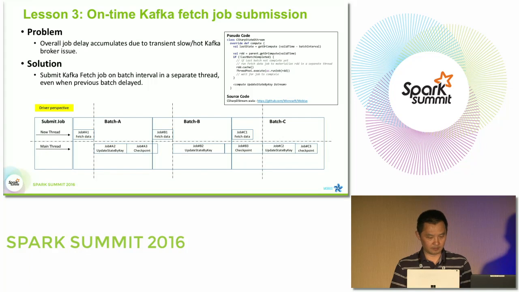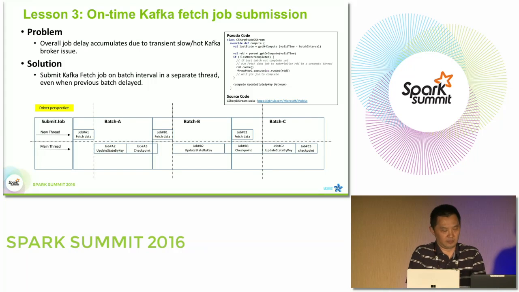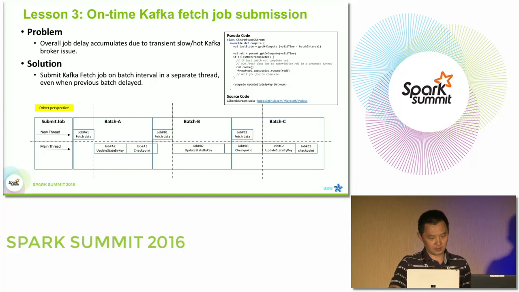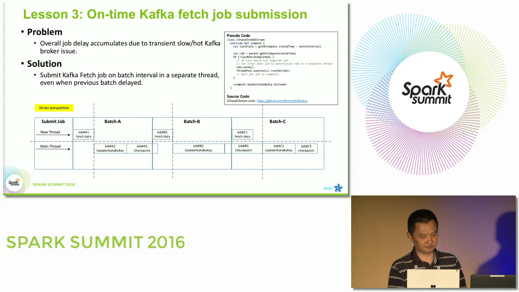But the first stage, the Kafka fetch stage, doesn't have the ordering requirement. It should always start on time at the batch interval. So we decided to leverage the underlying Spark parallel job feature directly to achieve the purpose. That means we need to step into the platform code again to override one of the well-known methods of the DStream to submit the job in a separate thread, in order for that Kafka fetch job to start running instead of waiting in the job queue.